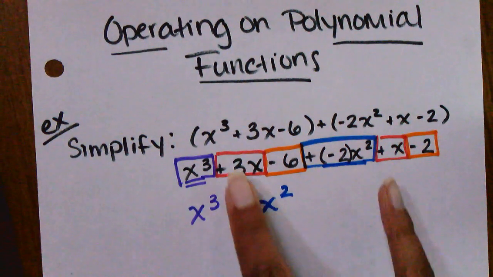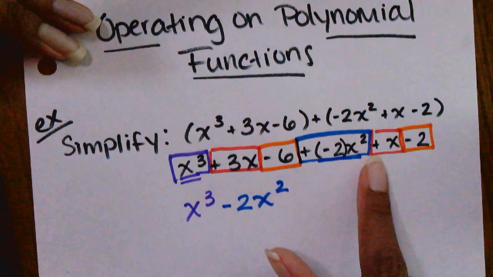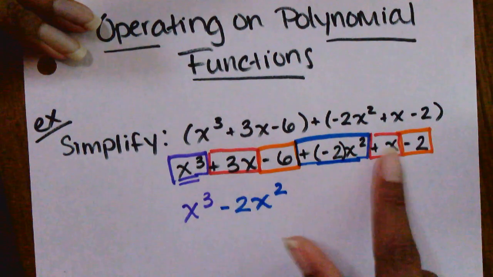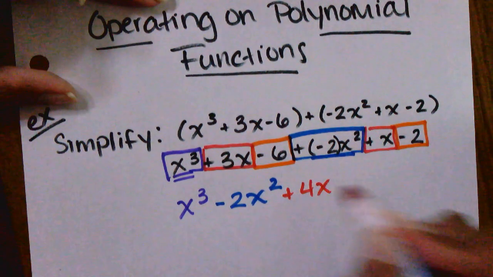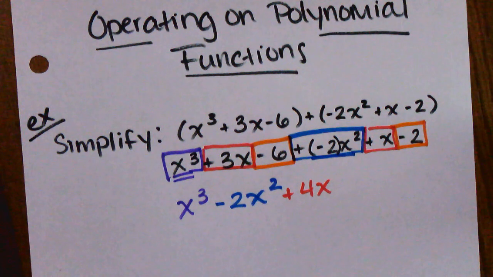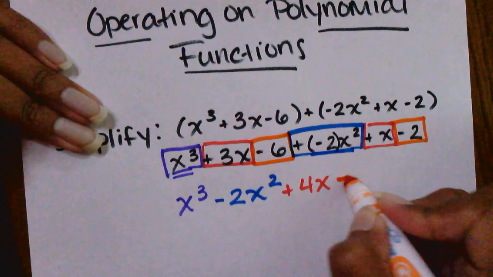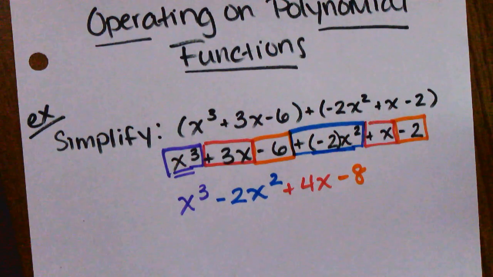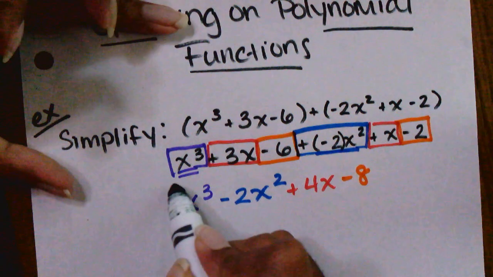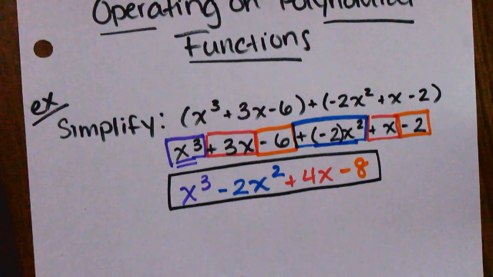And then we have our x to the first terms here in red. So we have positive 3x plus x. So 3x plus 1x is 4x, and that's positive 4x. And then we can add together our constants. Negative 6 minus 2 is negative 8. So this would be that polynomial completely simplified using addition. So put a box around my final answer, and there you have it.